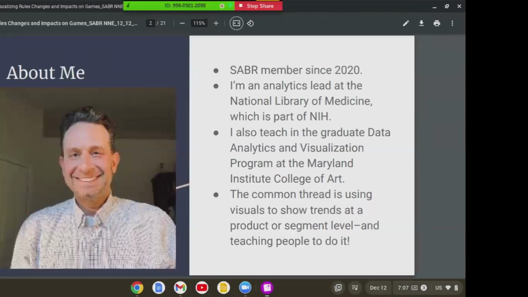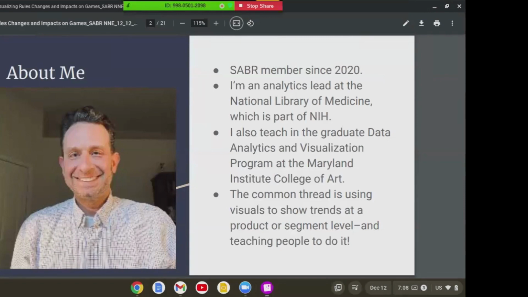As Bruce mentioned in his very kind introduction, I'm an analytics lead at the National Library of Medicine, which is one of 27 institutes at NIH. That's why, as I mentioned at the beginning of the call, I have a soft spot for libraries. My job there is I lead a team that manages data and analytics for all the products that our library has. Making visuals is a really important part of what I do, and teaching people how to do that is also a big part of what I do, both in my day job and in the program that I teach in at the Maryland Institute College of Art. This is one of the oldest art schools in the country that also has a graduate program in data analytics and visualization. So a lot of what I talk about here, I also talk about with my class.